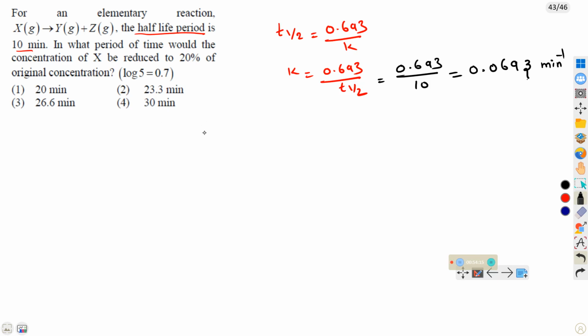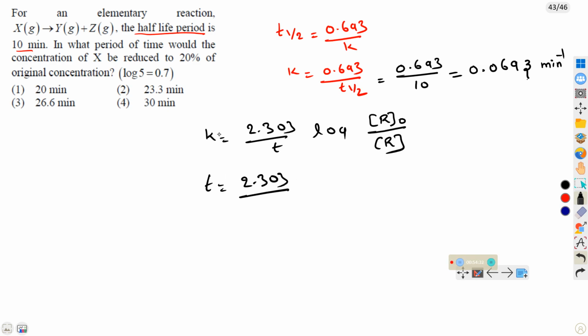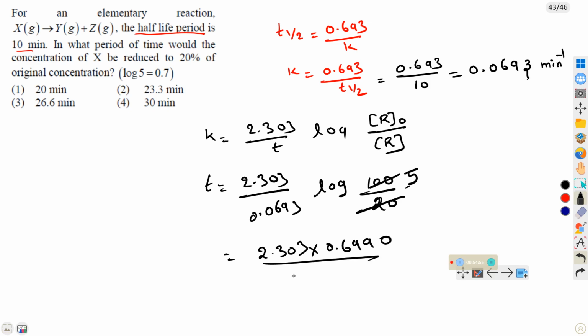Now the integrated rate equation of a first order reaction: K is equal to 2.303 by t log of R naught by R. So t is equal to 2.303 by 0.0693 log of R naught by R. R naught value is 100, R value is 20, so 5 times, log 5 value is 0.6990. 2.303 into 0.6990 by 0.0693. Simplify, you will get 23 point something. Second option is the correct option.